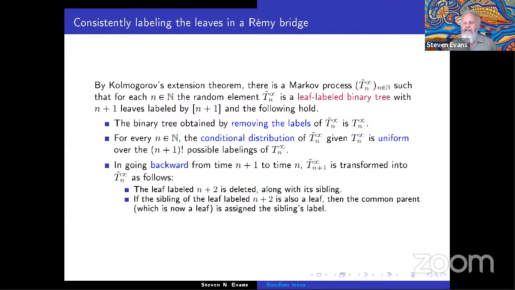So it's always the highest number leaf that gets picked to be deleted. We make our labeling match the leaf removal process. It's clear that we can do that up to a finite time, by just going up to a finite time n, labeling the tree uniformly and then working our way backwards. And because we can do that for any n, Kolmogorov guarantees that we can do it for all n.